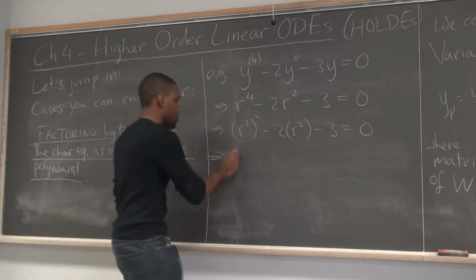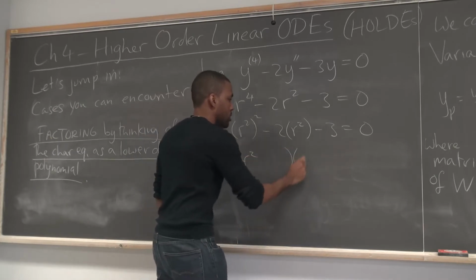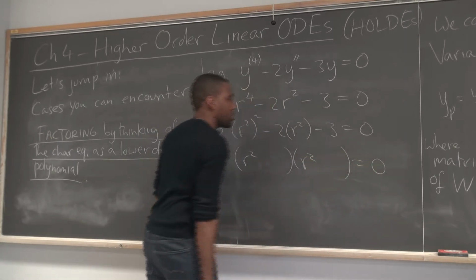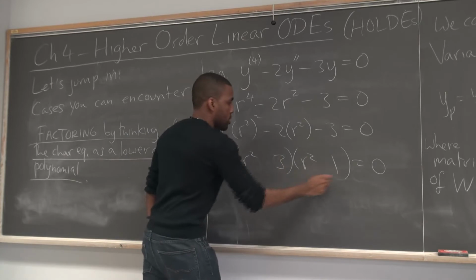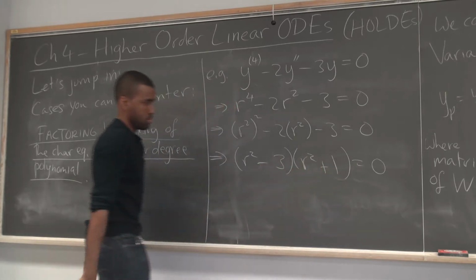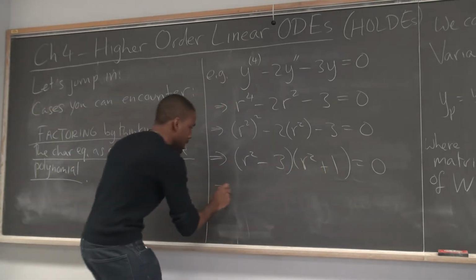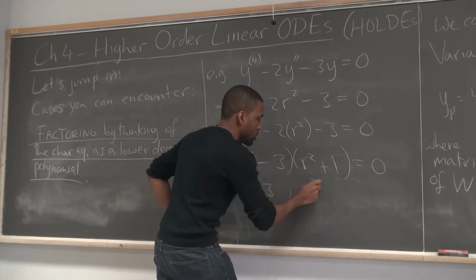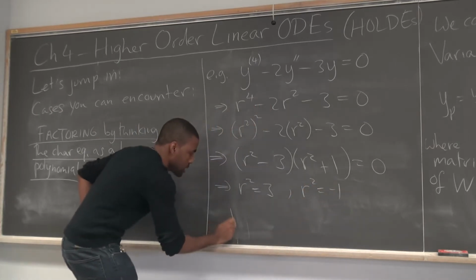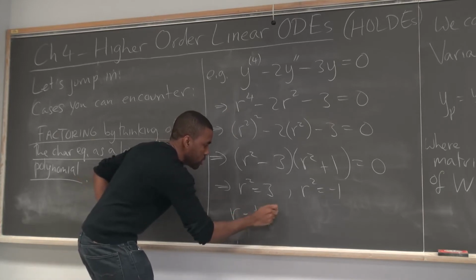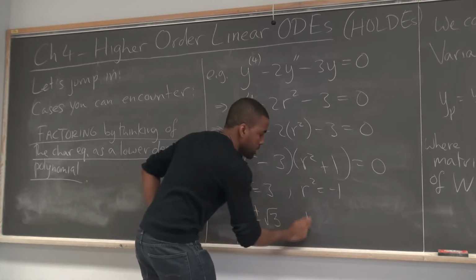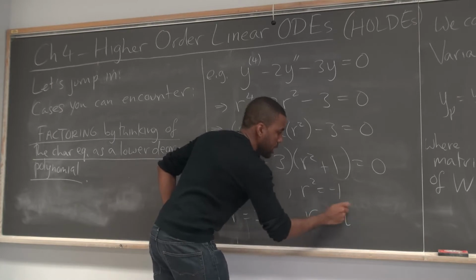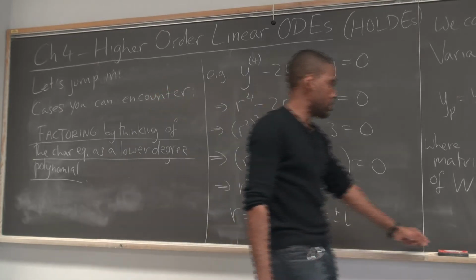r squared, r squared, 3 and 1. Minus 3 plus 1. That works, right? So then I get r squared is equal to 3, or I get r squared is equal to minus 1. So in this case, r is equal to plus or minus radical 3. In this case, r is equal to plus or minus i. Right? So what does the general solution for this look like?